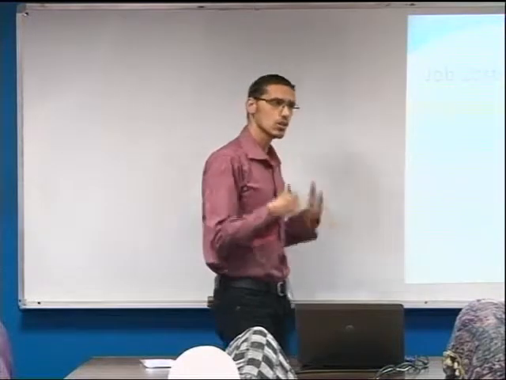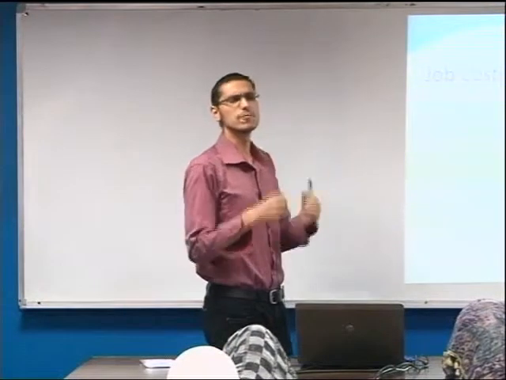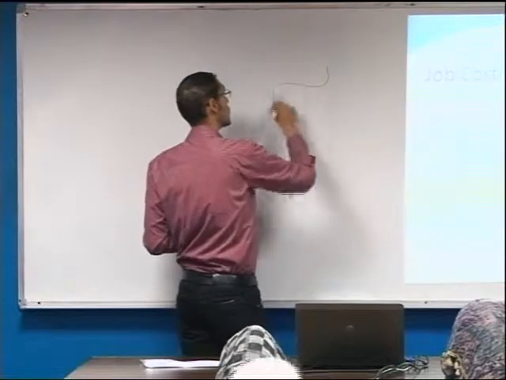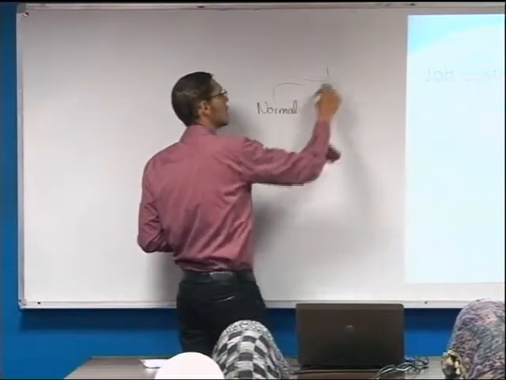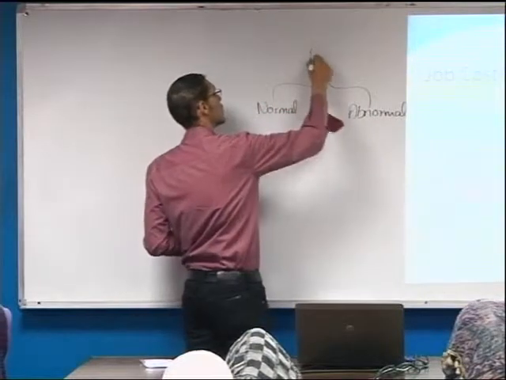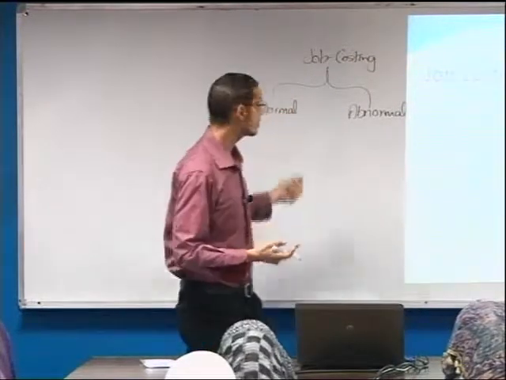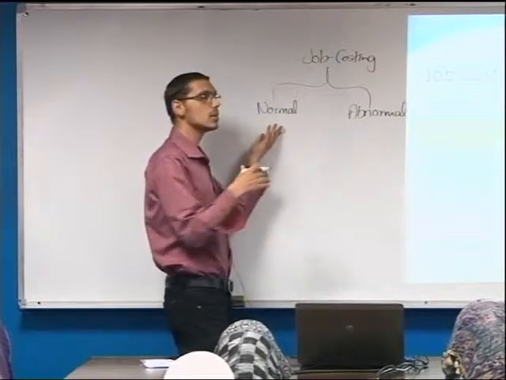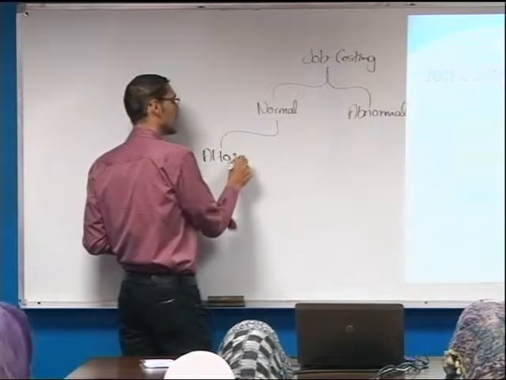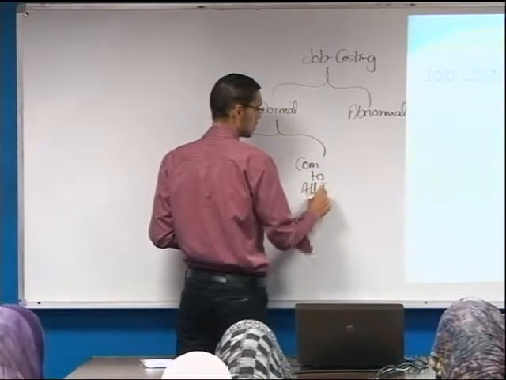In a job costing accounting system, we also need to differentiate between the two categories of spoilage: normal spoilage and abnormal spoilage. But in job costing, we need to further analyze the normal spoilage into two categories: one which is attributable to a specific job, and the second which is common to all jobs.